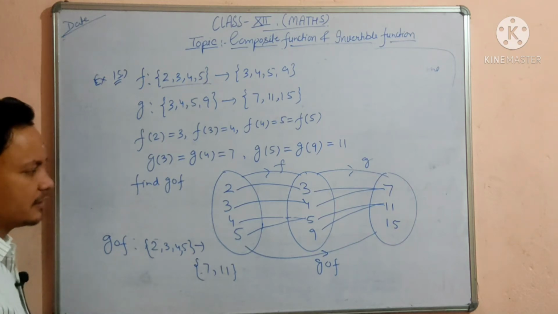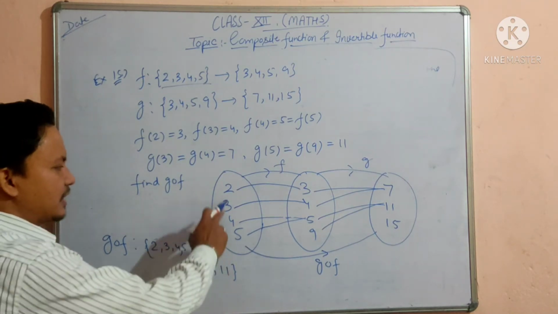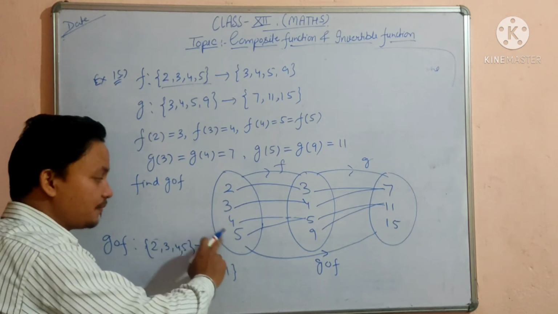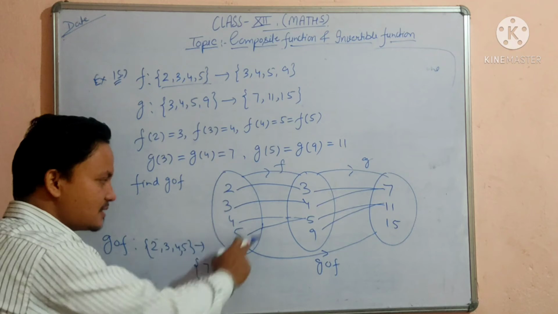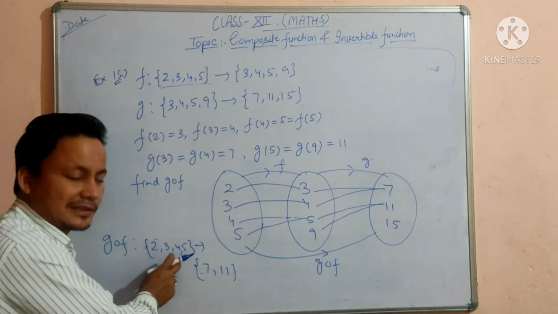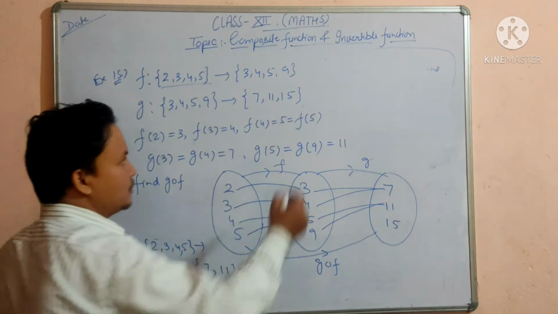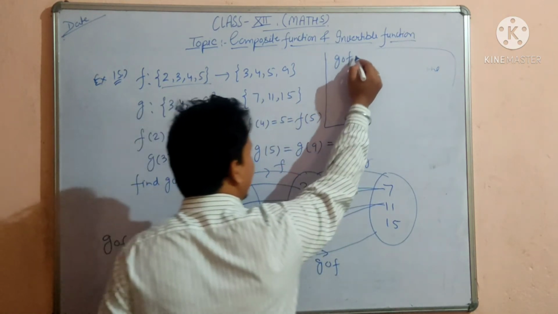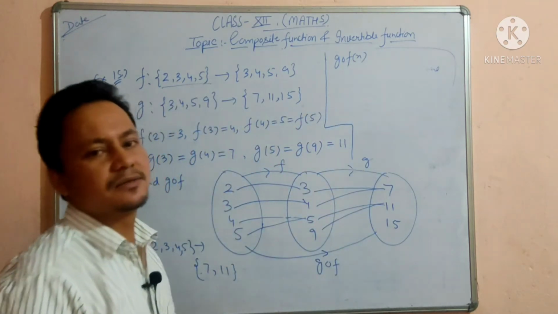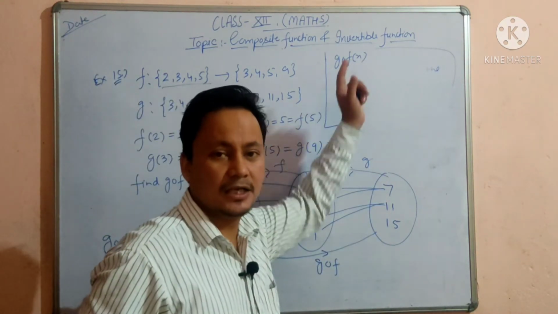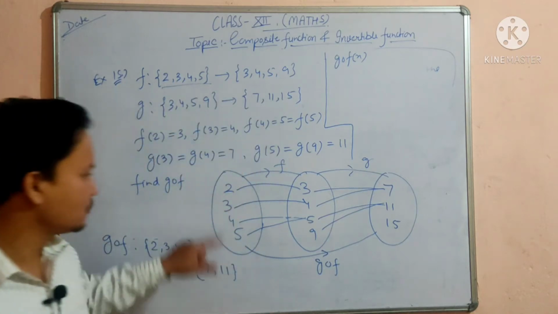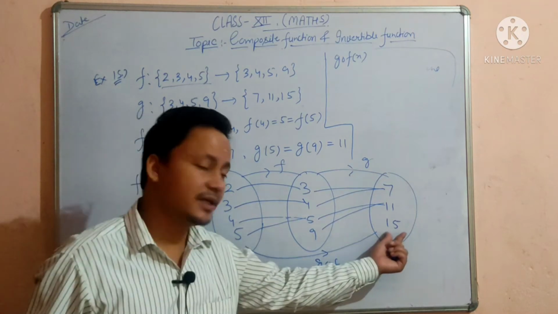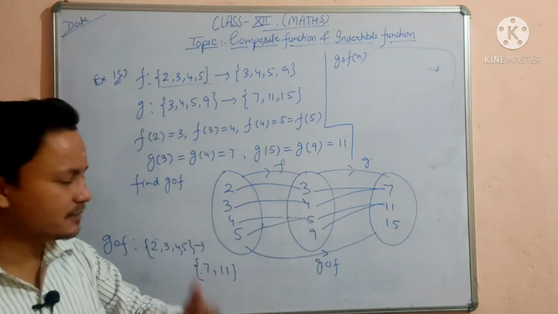Okay, now we have to find out GOF. It means what is the value of g of f of 2, g of f of 3, GOF of 4, and GOF of 5, because these are the elements which are the domain for this composite function. So we'll find all the values one by one. First we will discuss GOF. Actually, we write it as GOF x. X is nothing but the elements of the domain. The domain is this for the composition function, and this is the codomain. We will check the values one by one.